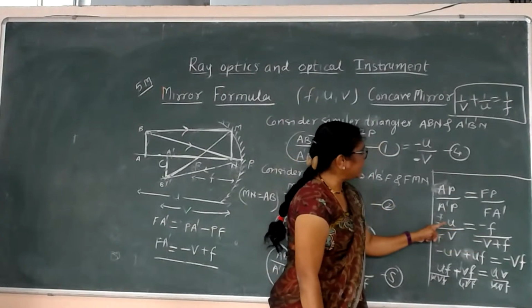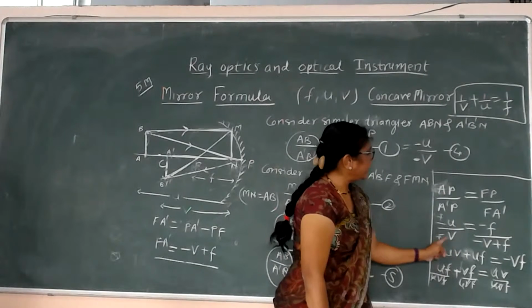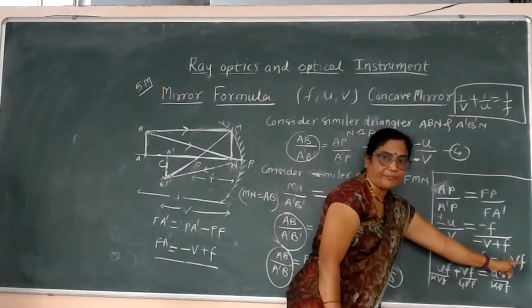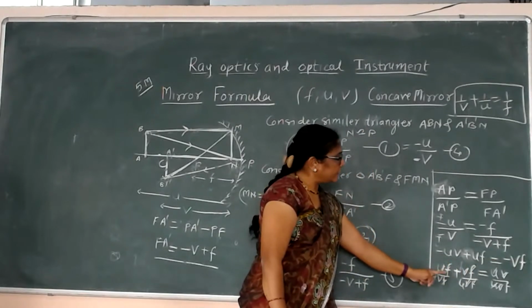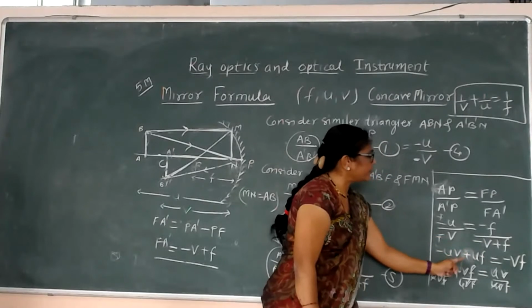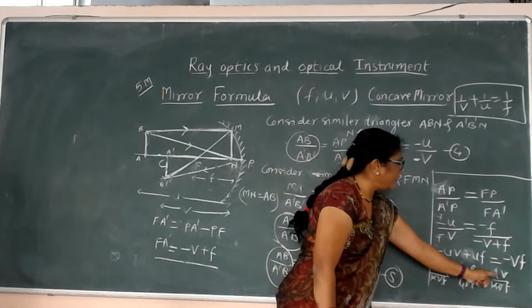Again, plus and minus: 1 by UF plus 1 by UF is equal to this V, and minus F is equal to minus VF. Arrange the equation. That is UF plus UF. This minus comes to this side. UF plus VF is equal to UV.